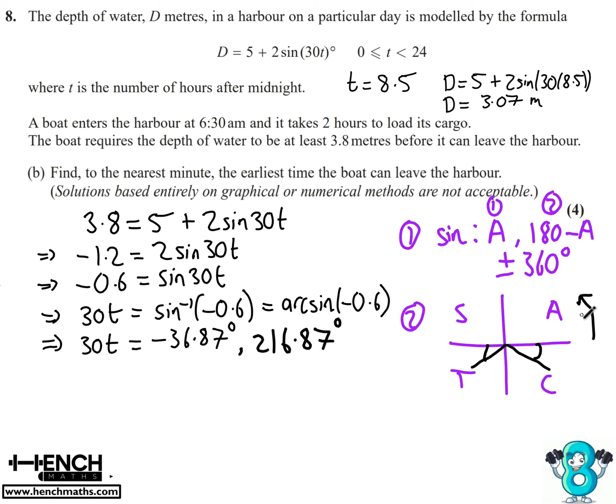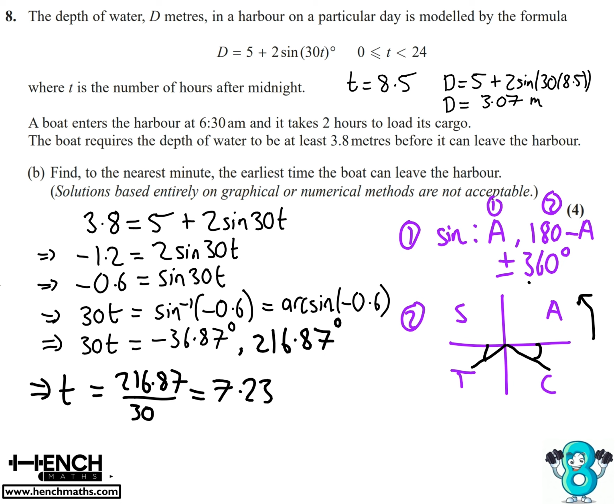You then go round in circles, and you can see we get round to here, 180, and then the angle is 180 plus 36.87, which is that same number there. So let's find t then for this one, because it is positive. 216.87 divided by 30 is 7.23, so that'll be 7.23 hours.